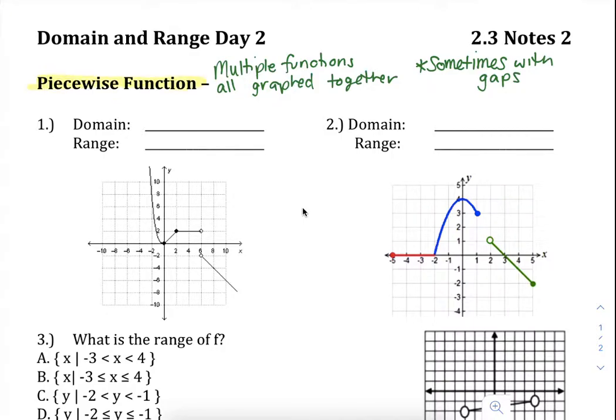Perfect. Okay, so a piecewise function is multiple functions all graphed together, but sometimes you have to be aware of gaps. So we are going to go the same way, domain and range from left to right, from bottom to top, and we're going to list out all the x's that we're using. The only difference you have to be careful of is that sometimes if you have open or closed circles, there is a gap left over, okay? All right, so the first thing I want to do is talk about domain.